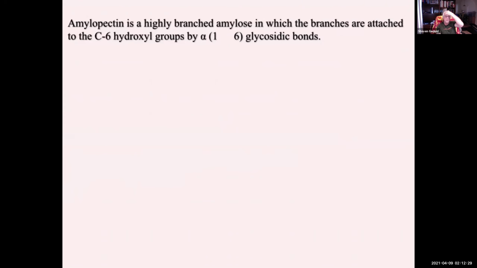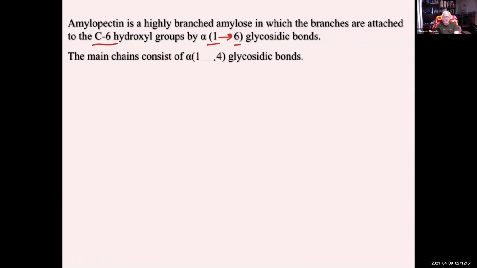Okay, amylopectin. Remember, amylopectin is the branched one. Okay, it's highly branched amylose, which the branches are attached to the C6 and C1 glycosidic linkages. There should be an arrow there. So alpha 1,6 glycosidic bonds. Okay, the main chain is 1,4. That would be amylose. Amylopectin is the alpha 1,4 and alpha 1,6.